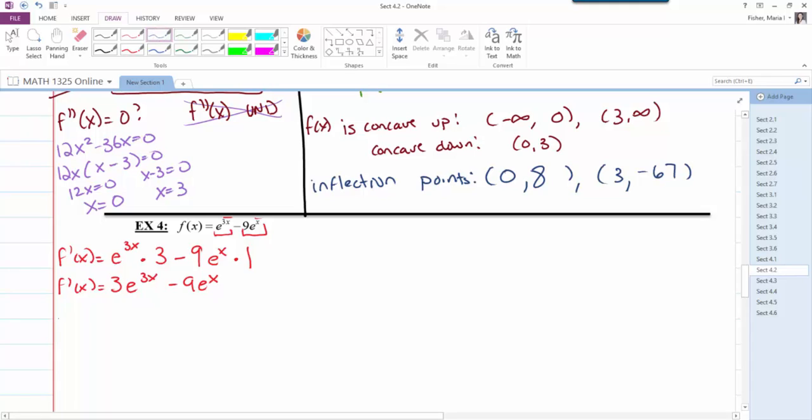The second derivative, f double prime of x: well, 3 is a constant multiplier, so it multiplies along. The derivative of e to the 3x is e to the 3x times 3, minus the derivative of 9e to the x, which is 9e to the x times 1. And then if we clean this up, we're looking at 9e to the 3x minus 9e to the x.